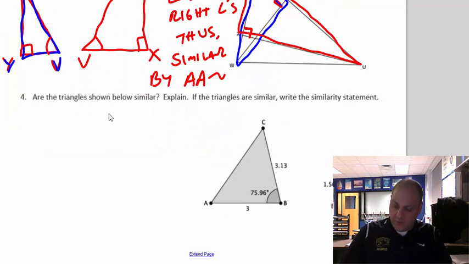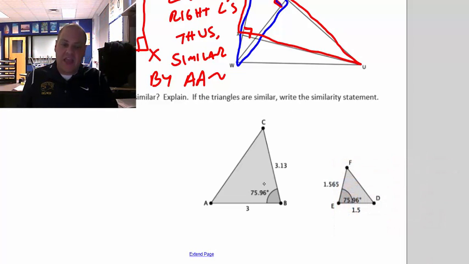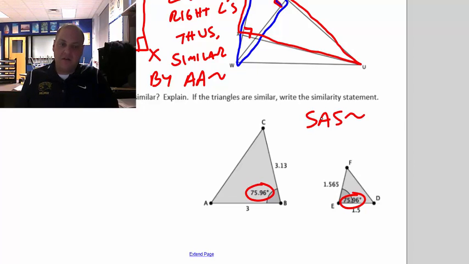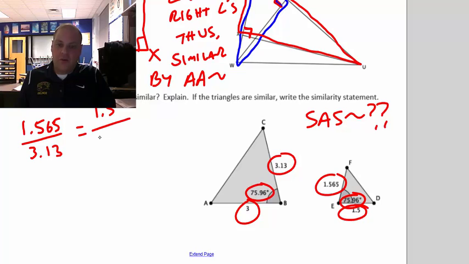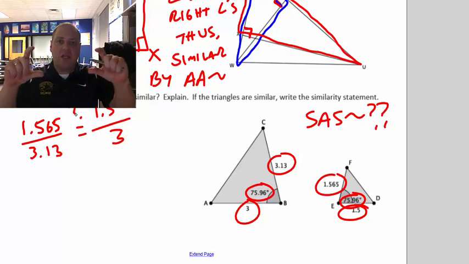This one here, we just got to check the sides are proportional. We got our angle, so we could do side angle side, perhaps, okay? But we got to check the proportions. So we're going to go small to small and big to big. 1.565 over 3.13 equals 1.5 over 3? We have to see if they're equal. If those ratios aren't equal, we don't have a proportion. Ratios have to be equal to be a proportion.